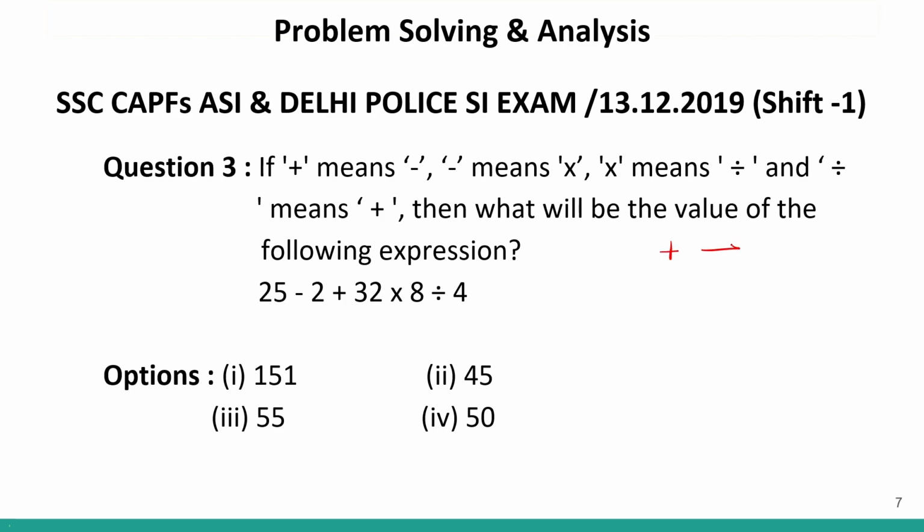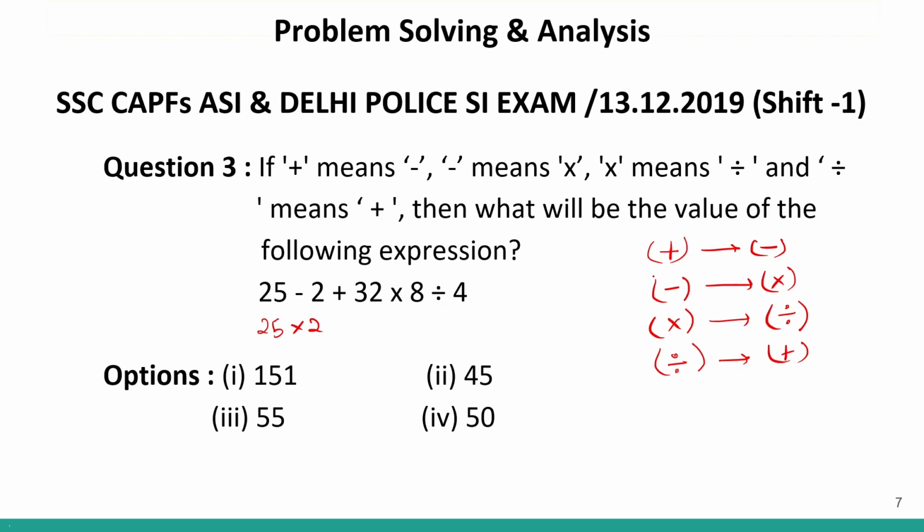If plus is written, we will substitute it with the minus sign. Similarly, if minus is written, we will substitute it with the multiplication sign. If multiplication is written, we will substitute it with the division sign. And if division is written, we will substitute it with an addition sign. So this is given in the question. So let us do it. 25 minus 2 will become 25 into 2. Similarly, 2 plus 32 will become 2 minus 32. 32 into 8 will become 32 divided by 8. And 8 divided by 4 will become 8 plus 4. So this will be the new equation.